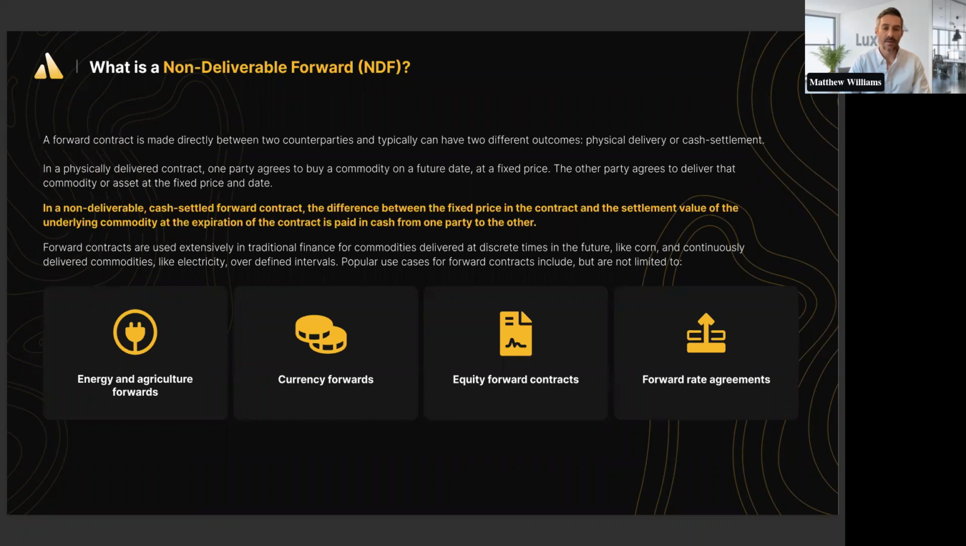However, we're going to explore a different type of forward. A non-deliverable or cash settled forward contract, which is also called an NDF, is essentially the difference between the fixed price in the contract and the settlement value of the commodity at the time of expiration. And that is typically paid in cash from one party or the other at the end of the contract. So as opposed to the physically delivered forward contract, there's no physical component whatsoever in an NDF, and the exchange of cash, as I said, usually occurs at the end of the contract, although there are some nuances there. So this is the instrument we chose to launch as our first hash rate derivative. And now I'll go into the mechanics of this Hashprice NDF.